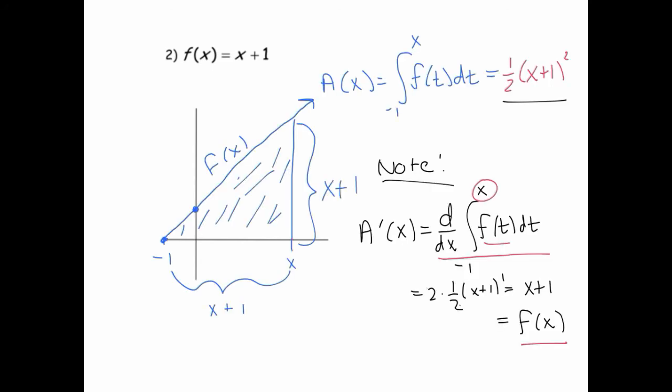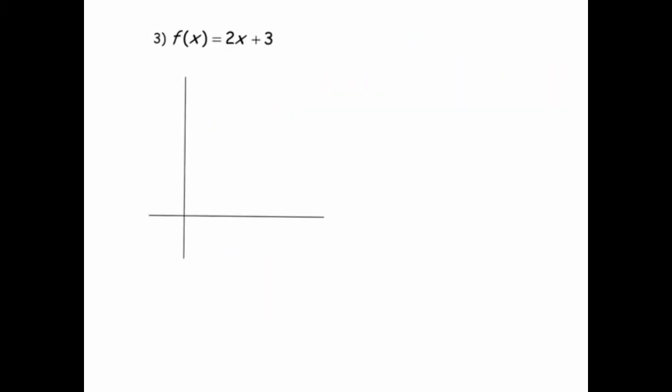Let's do one more. So we'll finish with one more example. f of x equals 2x plus 3. So we're trying to find an area accumulating function, a of x, trying to find an expression for that function.